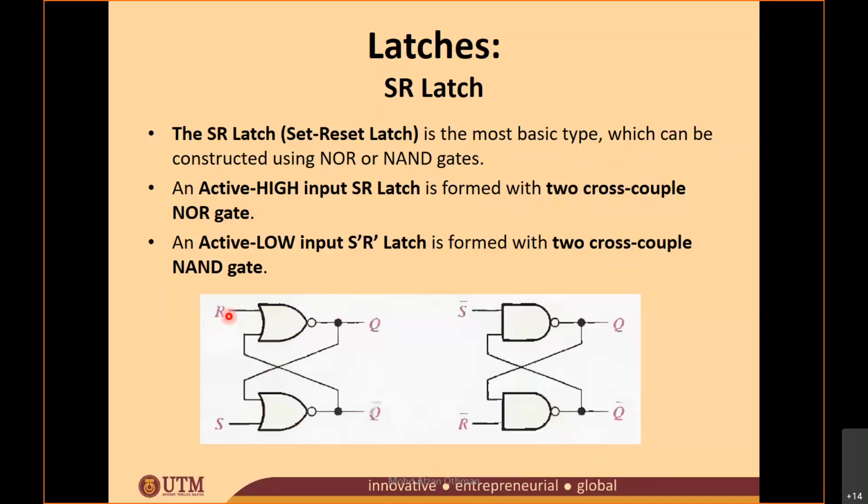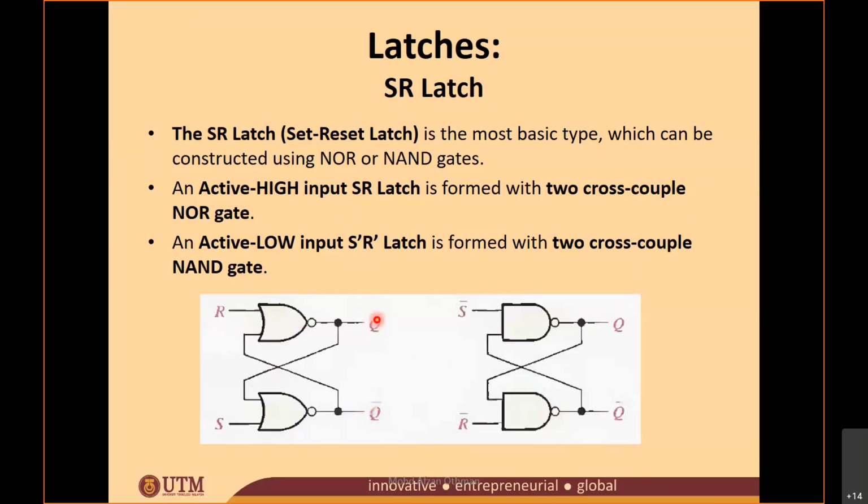Okay, so this is the input. You have the one input, labeled as S. The second input is labeled as R. Lepas tu kamu tengok ni, this is the output. Output untuk apa ni? For each of these NOR gates. The first output we denote as Q and the second one is Q bar.